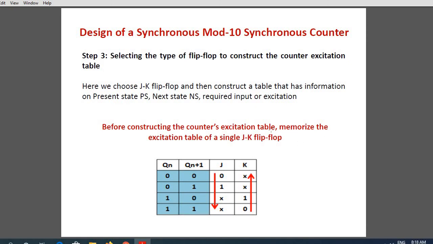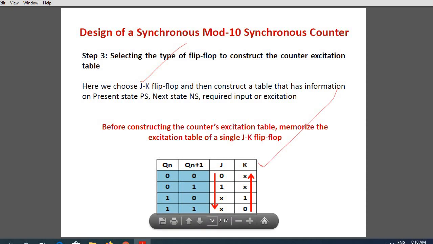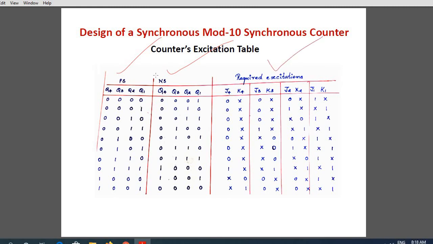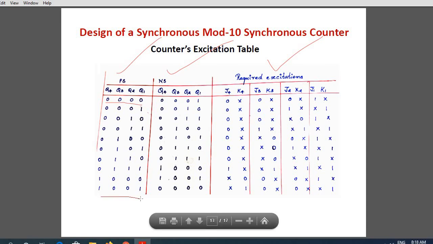Next, selecting the type of flip-flop. Here I'm choosing JK flip-flop. I know my excitation table of JK flip-flop here. Now, I'm constructing the counter's excitation table. For the excitation table, you need to write present states, then you go for next state and then the required excitation. In writing the present state, I start from 0000 and end at 1001.